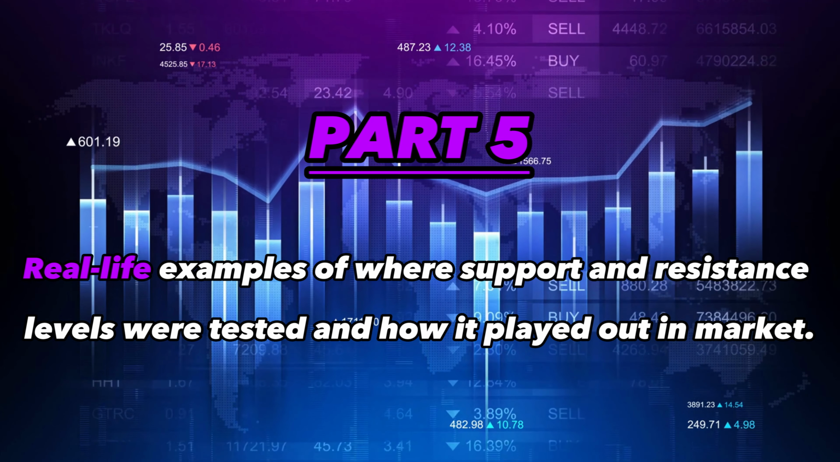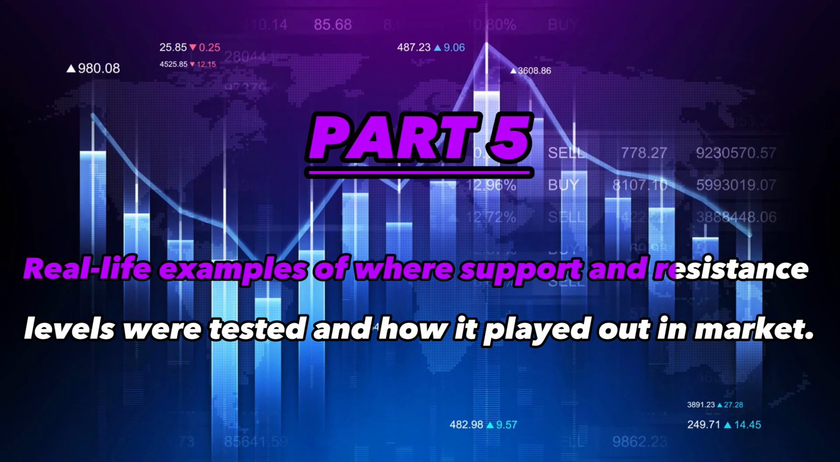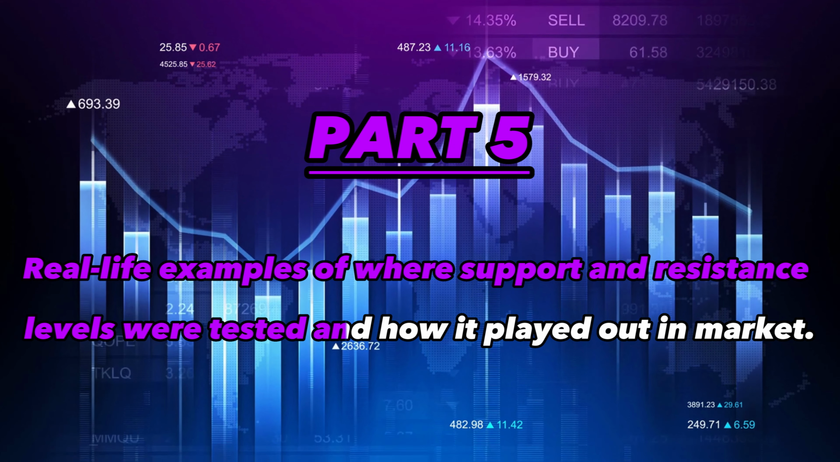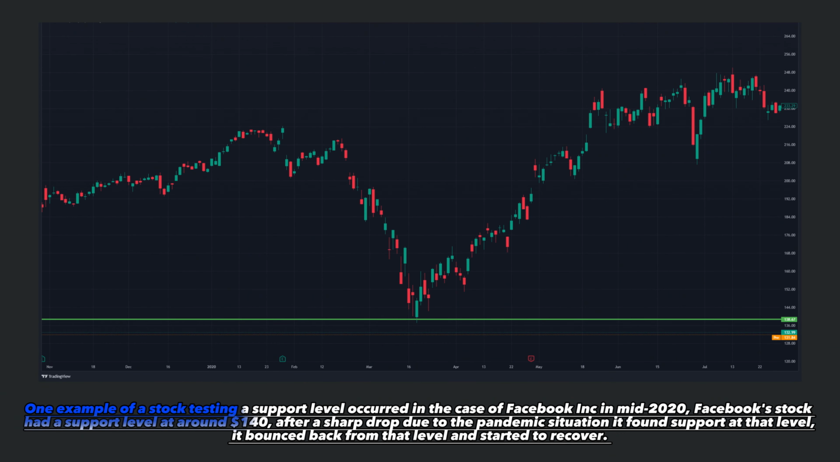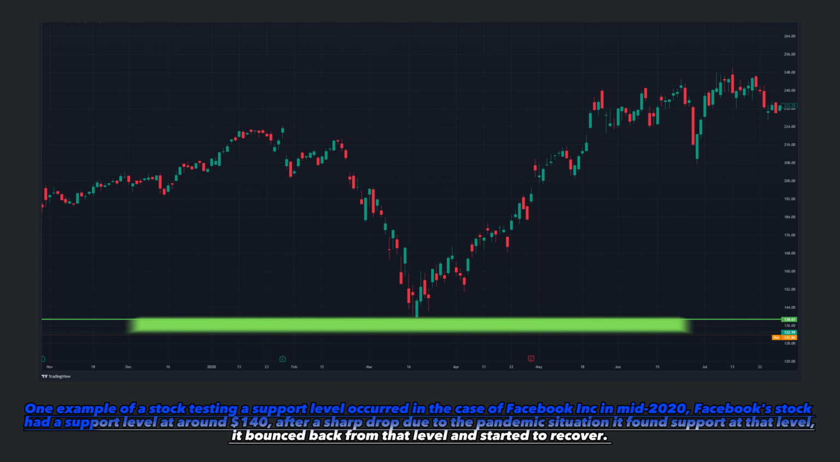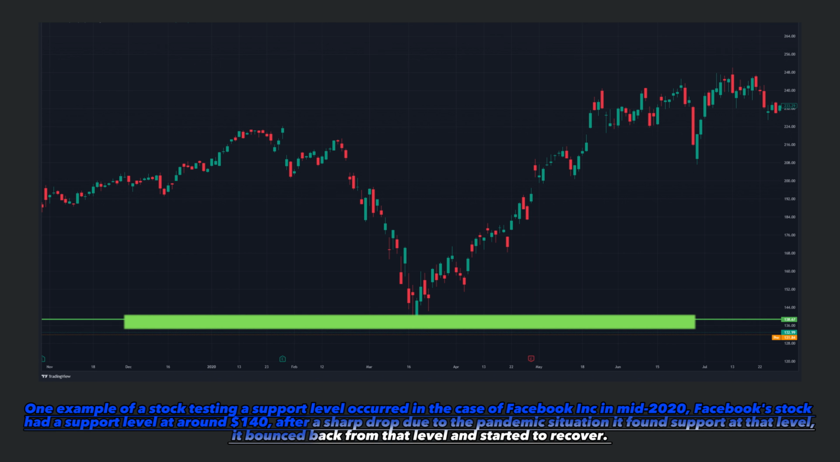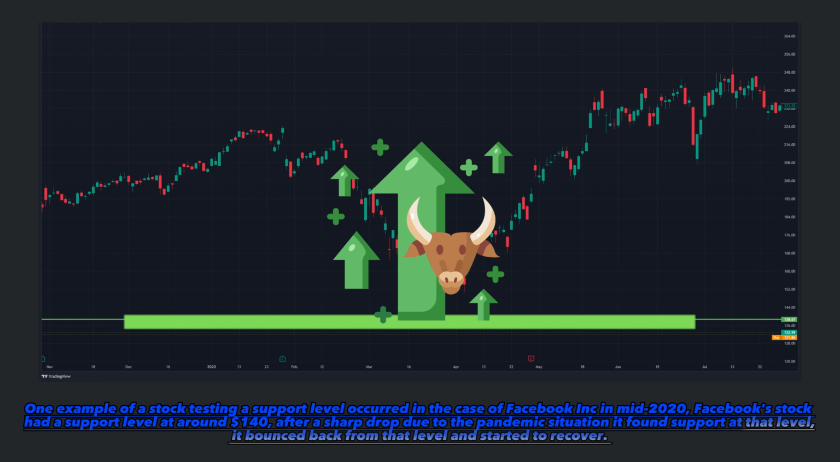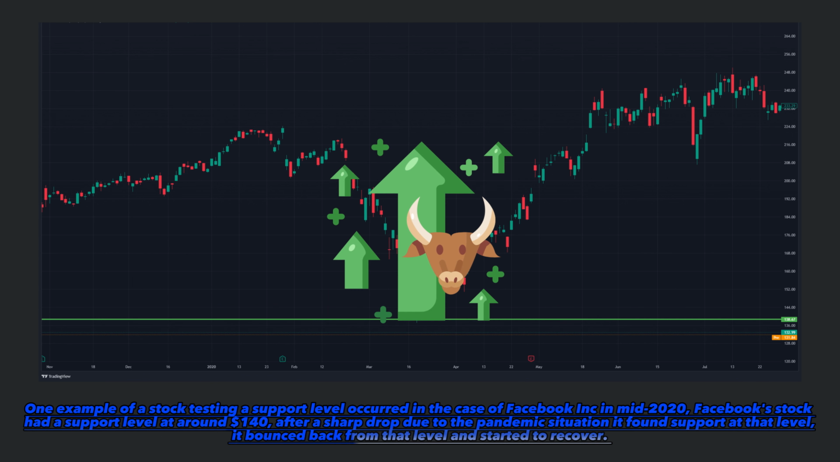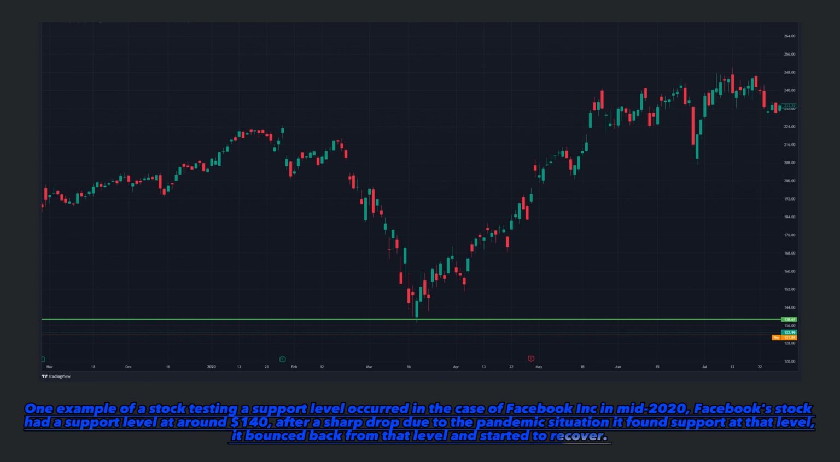Part 5. Real-life examples of where support and resistance levels were tested and how it played out in the market. One example of a stock testing a support level occurred in the case of Facebook Inc. in mid-2020. Facebook stock had a support level at around $140. After a sharp drop due to the pandemic situation, it found support at that level. It bounced back from that level and started to recover.